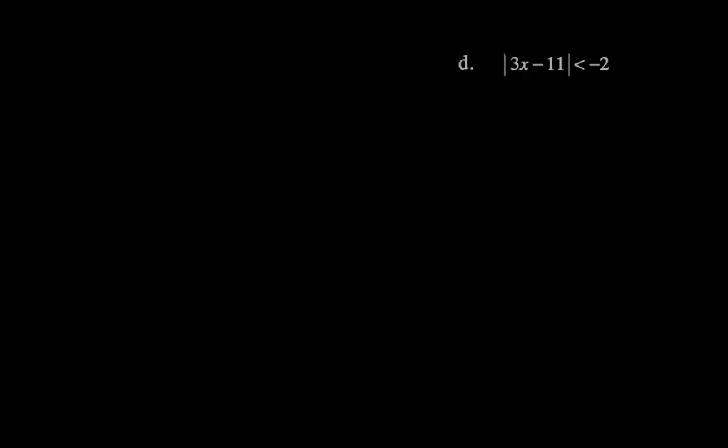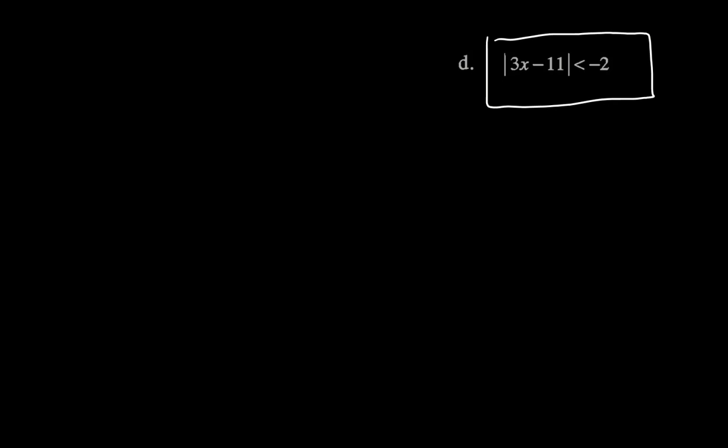And then our last problem I want to look at is this one. It says the absolute value of something is less than negative 2. Now, that is a problem that I could just jump right into and do all the tools and steps. And at the end, I'm going to get a contradictory statement, something that does not make a lot of sense.